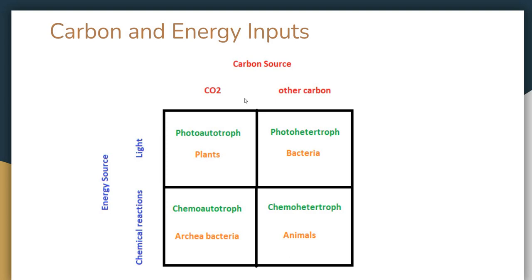And then where do they get their source of carbon? So energy and then mass. They could get it from CO2 from the air or other forms. So let's look at plants, for example. Plants get their energy from light and they get their carbon from CO2 in the air. They are photoautotrophs. Animals, like ourselves, get our energy from eating food, other chemical reactions, and we don't get it from CO2. We get the carbon from the food also. So we are chemoheterotrophs.